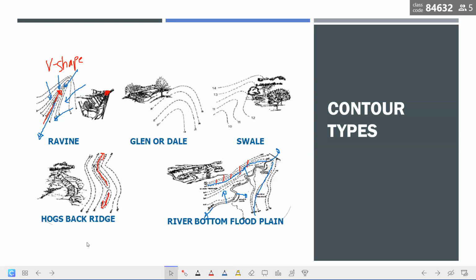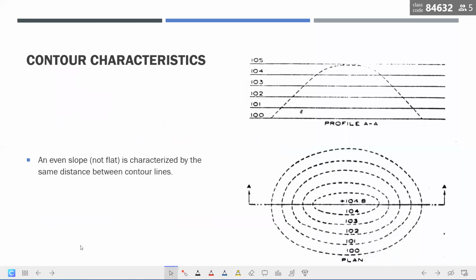Okay, so moving on to contour characteristics. There is something called an even slope. An even slope is by all means not a flat slope. If it's flat, it's not a slope. If it's a slope, then it's obviously not flat. An even slope means that the contour lines are evenly spaced or evenly distanced.